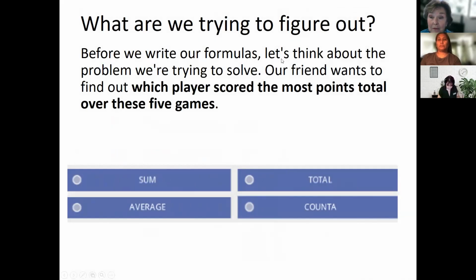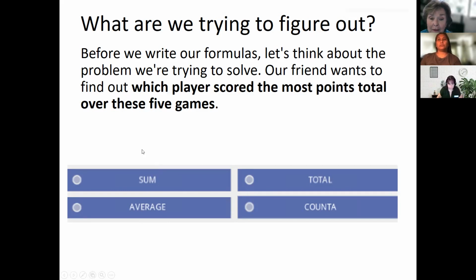So before we write the formula, we have to think about what we're trying to solve. Our friend wants to find out which player scored the most points. So which one of these are you going to use? A total, a count, an average, or a sum? Average. Hmm? Average. Well, no, because that's not going to add it up for you.